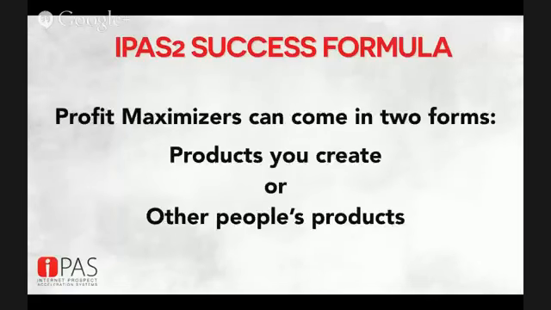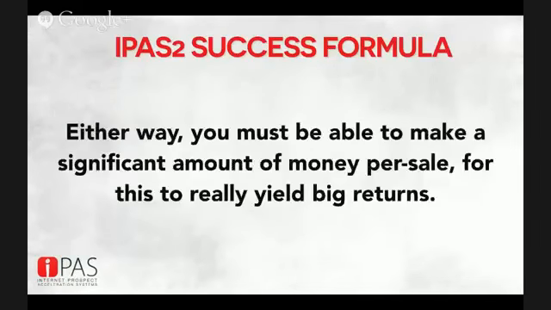So profit maximizers can come in 2 forms. You guys, it's products you can create, we covered that, or you can sell other people's products. Either way, you must be able to make a significant amount of money per sale for this to really bring in big returns. So you need to be able to make some good cash on this part for you to see that lifestyle money, the mortgage money, the new car money.